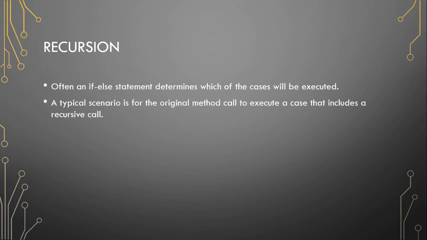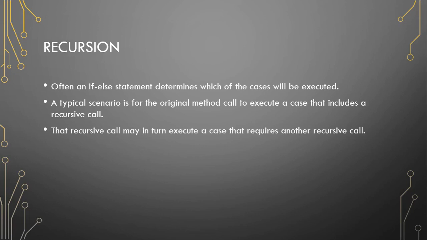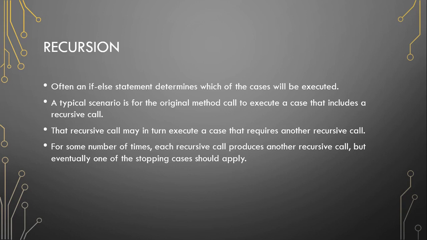A typical scenario is for the original method call to execute a case that includes a recursive call. That recursive call may in turn execute a case which requires another recursive call. For some number of times, each recursive call produces another recursive call, but eventually, one of the stopping cases should apply. All right, as we saw last time, when we looked at our example, it was when n was less than 10, and so once we got down to calling with the parameter value 1, well, 1 is less than 10, therefore call the stopping case.